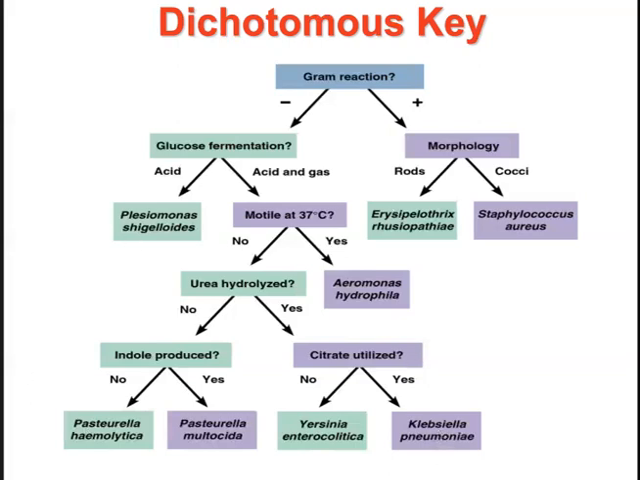So this is what we use. We call this a dichotomous key because reactions can go either way. There are two ways by which a reaction can go. So that would serve as a guide to us. So what do we do next? If we come up with this particular result, we call that a dichotomous key, and that can be found in Bergey's Manual of Classification.